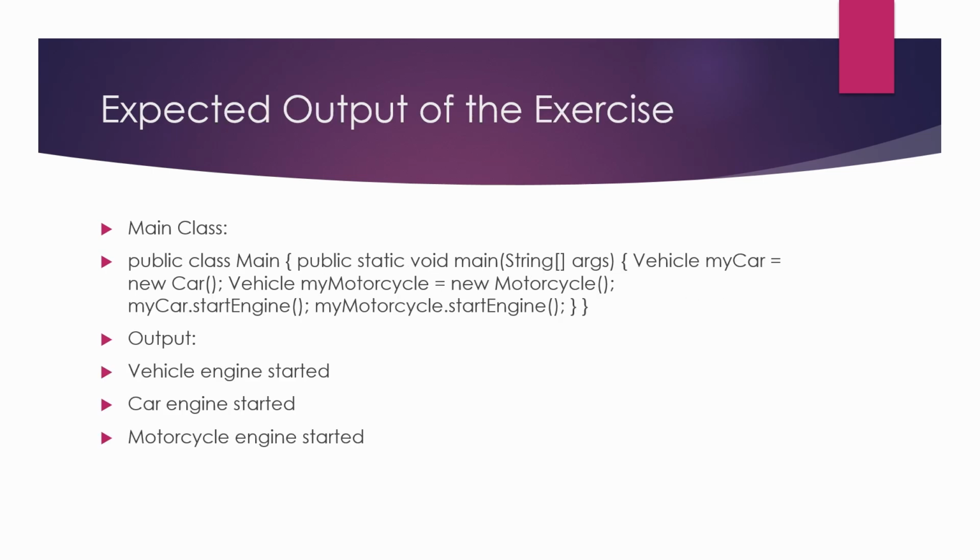Let's take a look at the expected output from our exercise. In the main program, create instances of Car and Motorcycle. When you call the startEngine method, you should see the following output: Vehicle engine started, Car engine started, Motor engine started. This shows how the subclass can customize the behavior of the parent class while still retaining some of the original functionality.